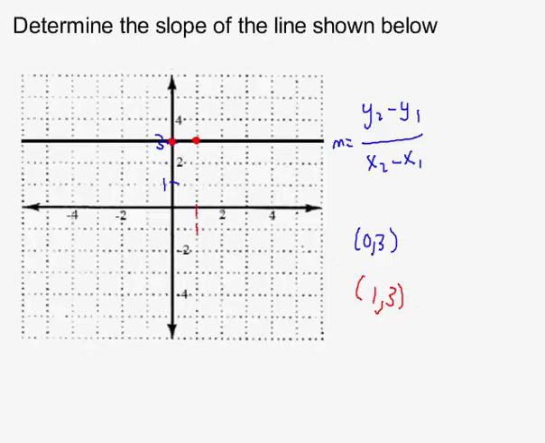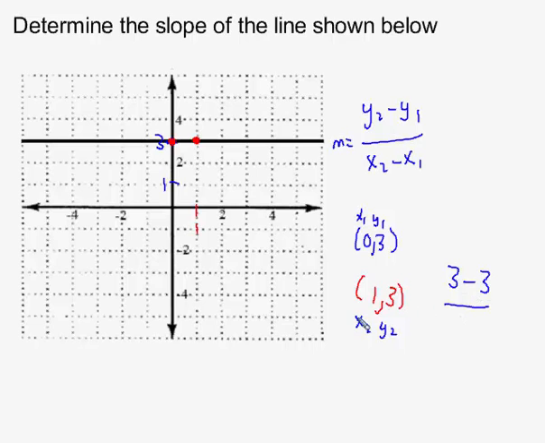And then you can see here that if you did y2 minus y1, y2 is 3. We are to subtract y1, which is 3. And since the y values of all the points on a horizontal line are the same, no matter what 2 points you pick, your y values are both going to be 3. And then when you subtract them, you get 0.